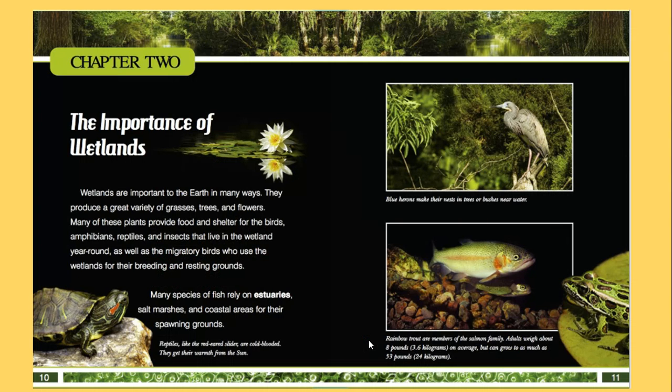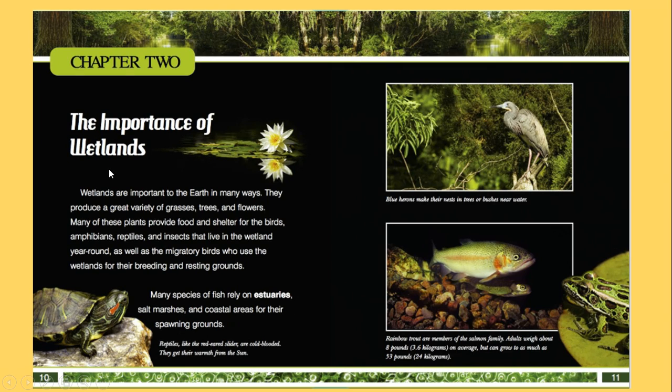You will be asked to read two articles on the same topic. Therefore, I am going to read two resources that are on the same topic. The first of which is a page from a book called Restoring Wetlands. Listen as I read.